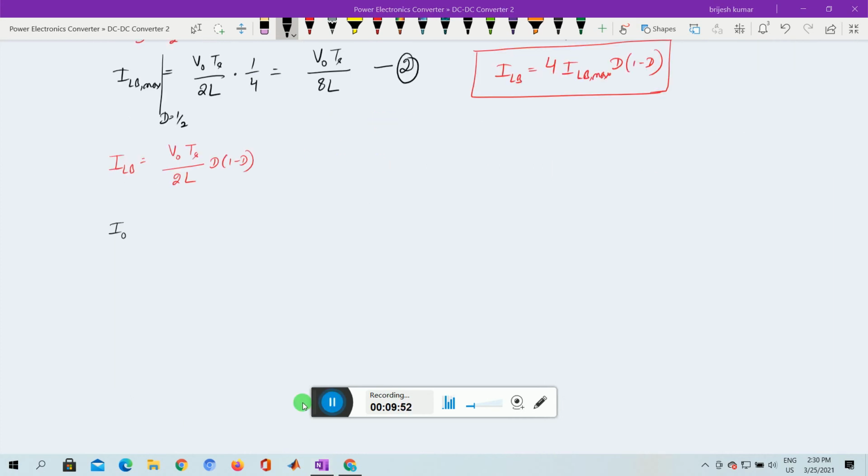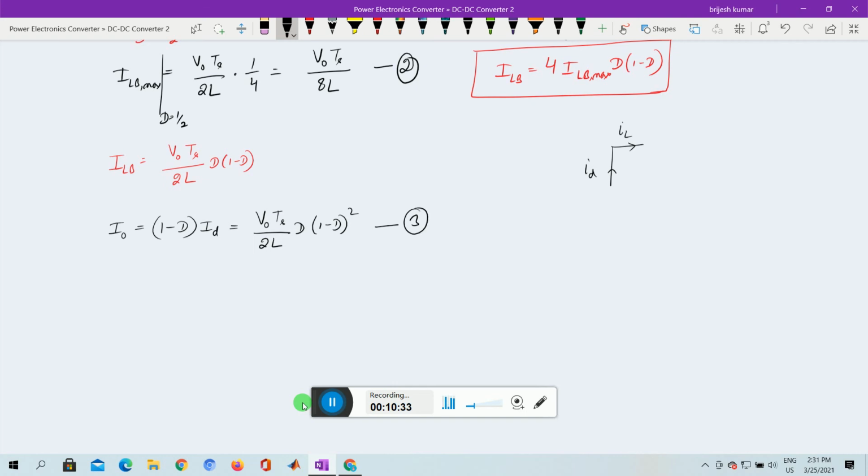So we know that I0, the output current, in a buck is 1 minus D times ID, where ID is the input current. We know that the input current ID is the same as the current through the inductor IL. So we can replace this ID in terms of ILB, and that means 1 minus D is multiplied with this equation V0 Ts by 2L. So this is D times 1 minus D whole square. That is the expression of I0 here. So let us write this as equation 3.